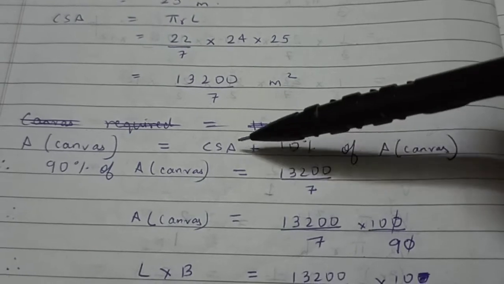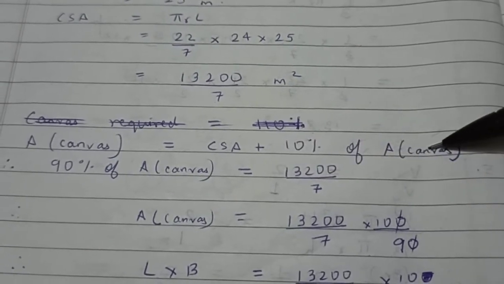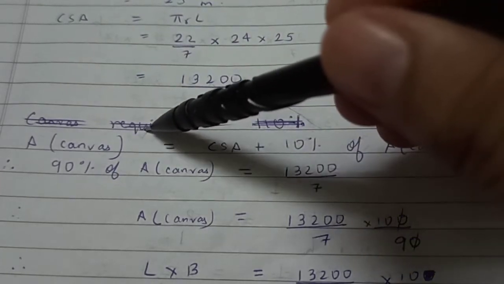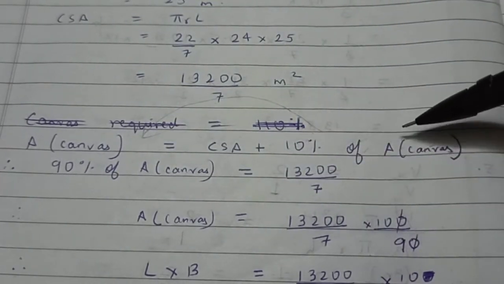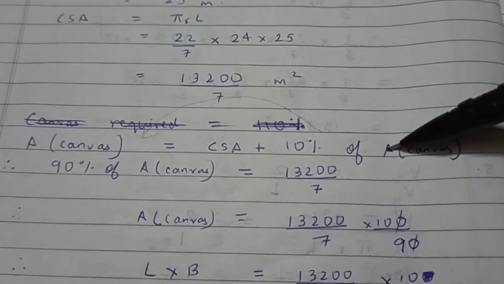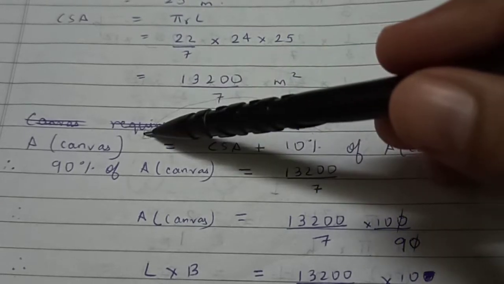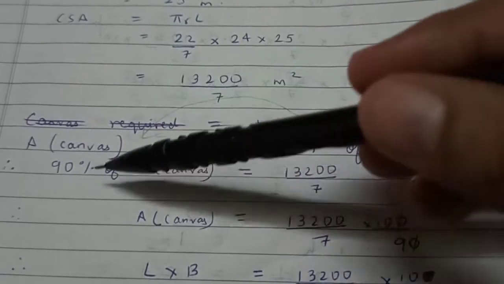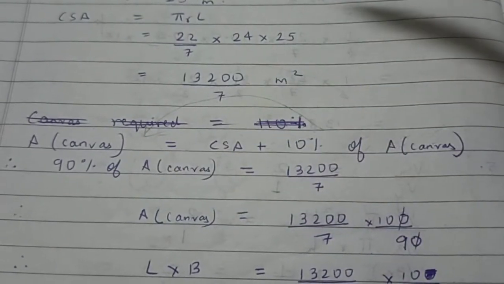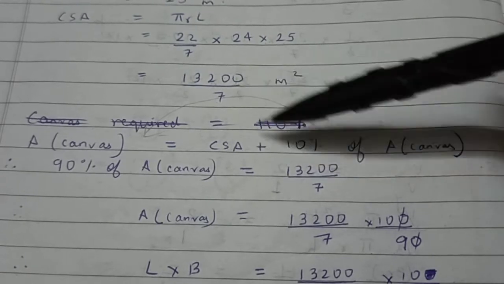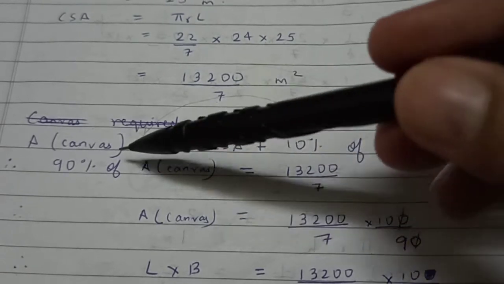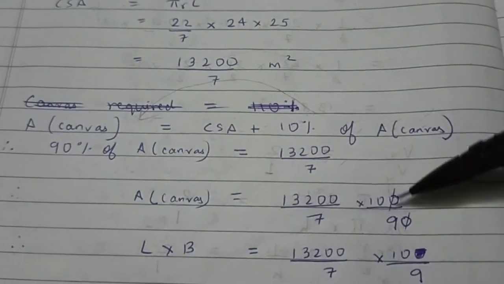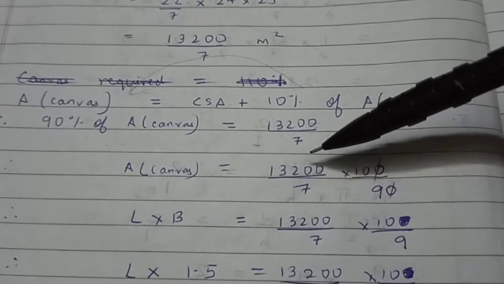But here it's CSA plus 10% of area of canvas. So now this will go to the LHS, and plus 10% of area will become minus. So area of canvas minus 10% of area of canvas is 90% of area of canvas. And CSA value we know is this. 90% means 90 upon 100. 100 goes up, 90 goes down. 0, 0 cut. You can cut it further, but I'll just hold on to that.